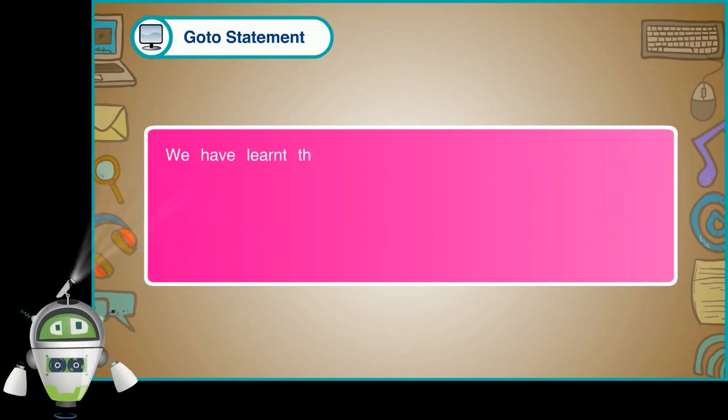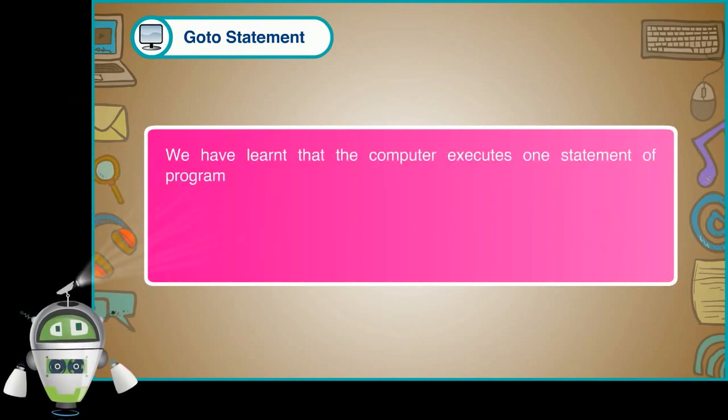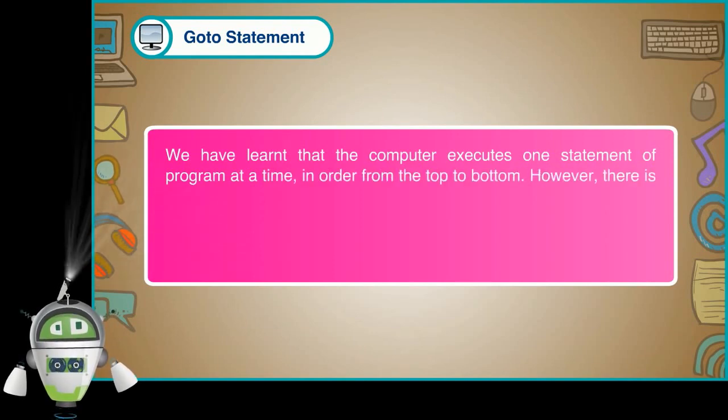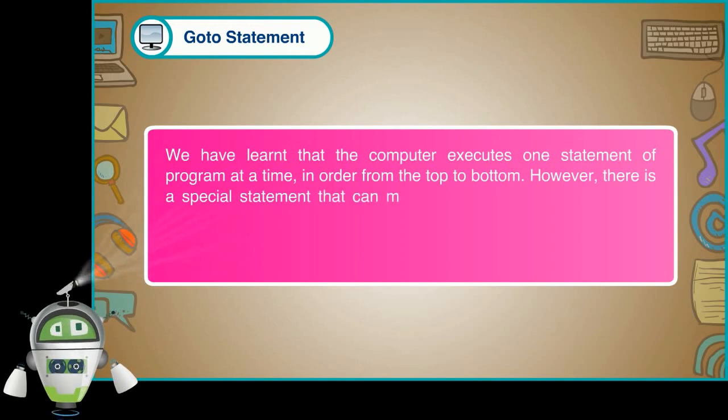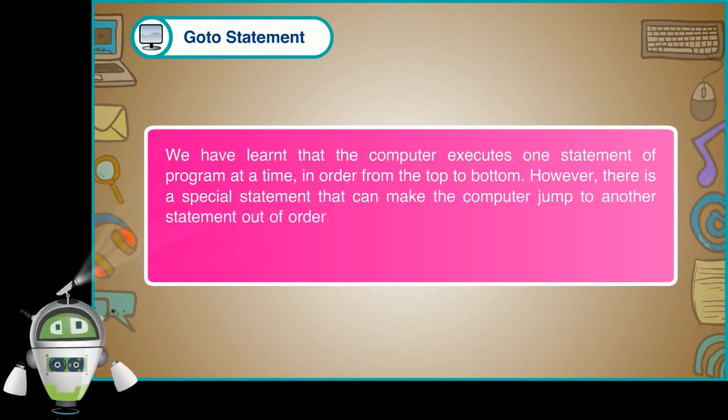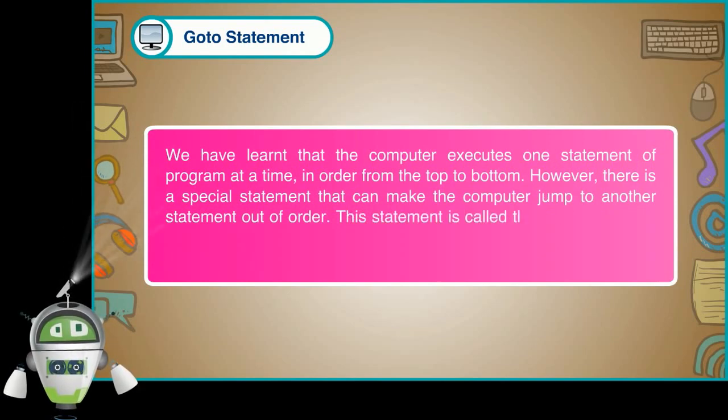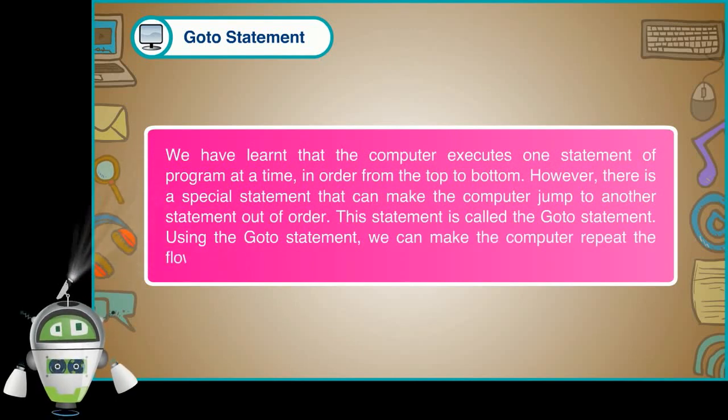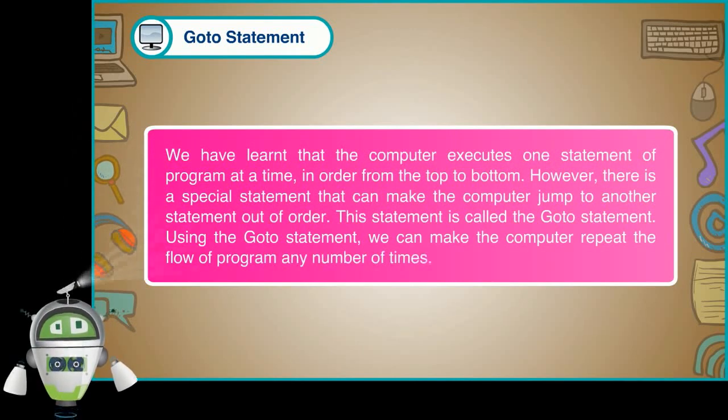Go-to statement. We have learnt that the computer executes one statement of a program at a time in order from top to bottom. However, there is a special statement that can make the computer jump to another statement out of order. This statement is called the go-to statement. Using the go-to statement, we can make the computer repeat the flow of the program any number of times.